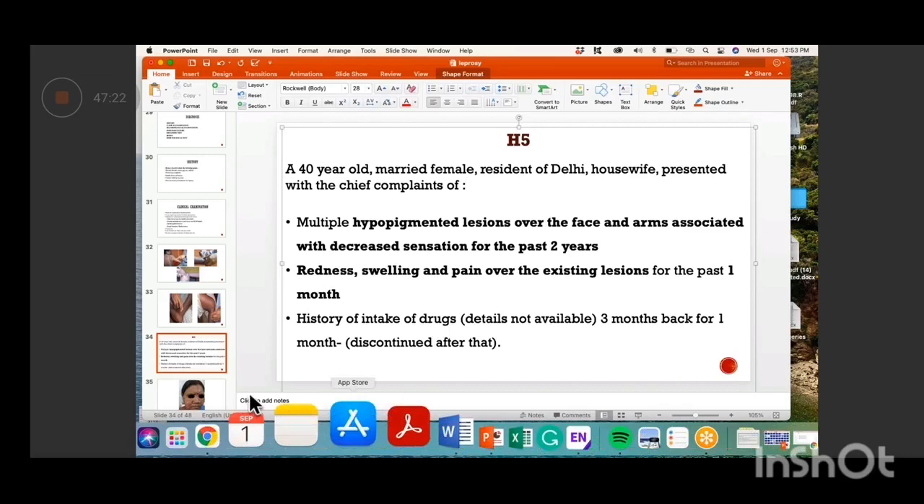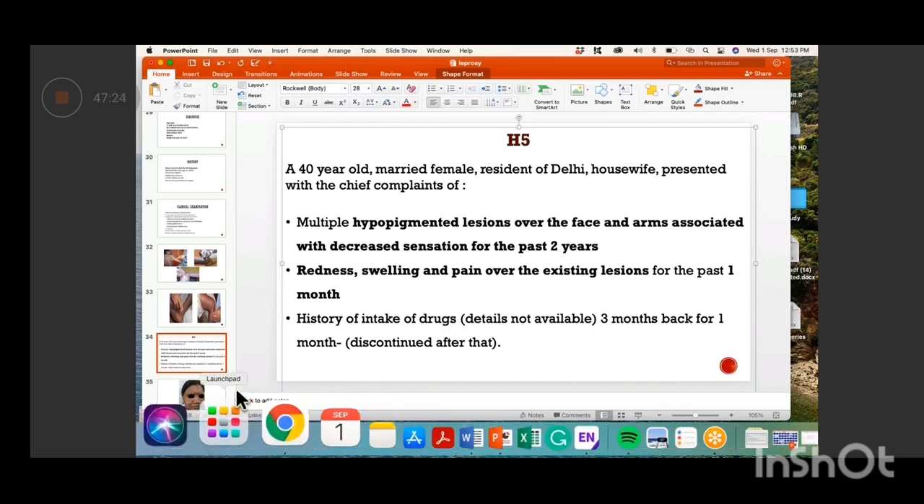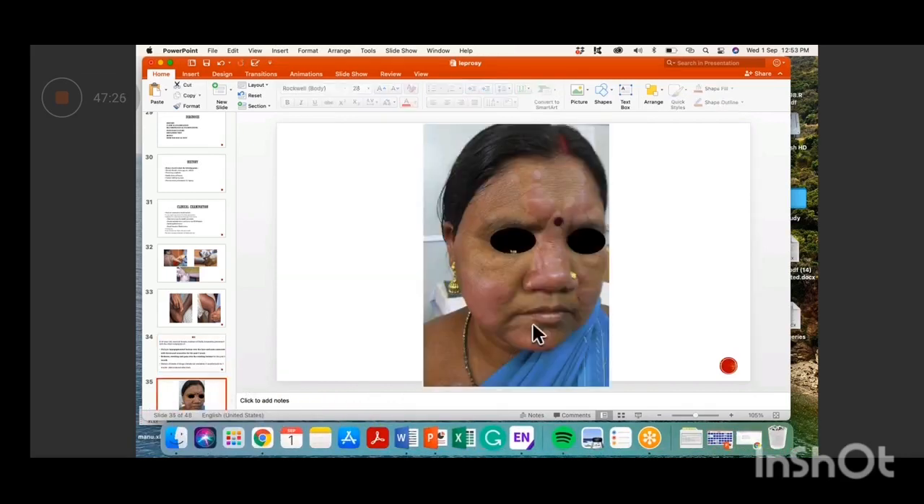So what do you think this patient has? This is the clinical photograph. Does anybody have any idea which spectrum it could belong to? Does it belong to the tuberculoid pole or borderline or lepromatous pole?